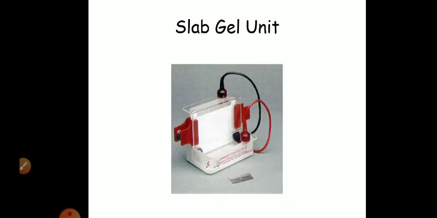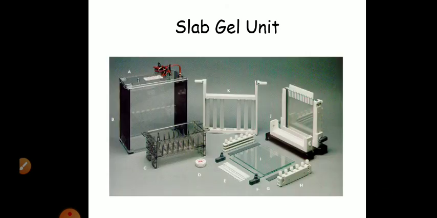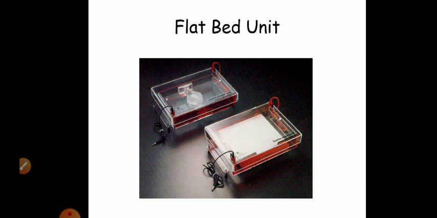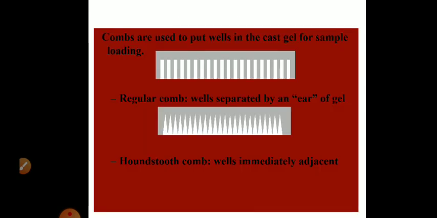Now, slab gel unit. These are the various apparatus required for performing vertical slab gel electrophoresis. Flat bed units are horizontal gel electrophoresis units, also called slab gel units. These flatbeds are preferably used for separation of DNA, RNA, restriction digestion of DNA, etc.